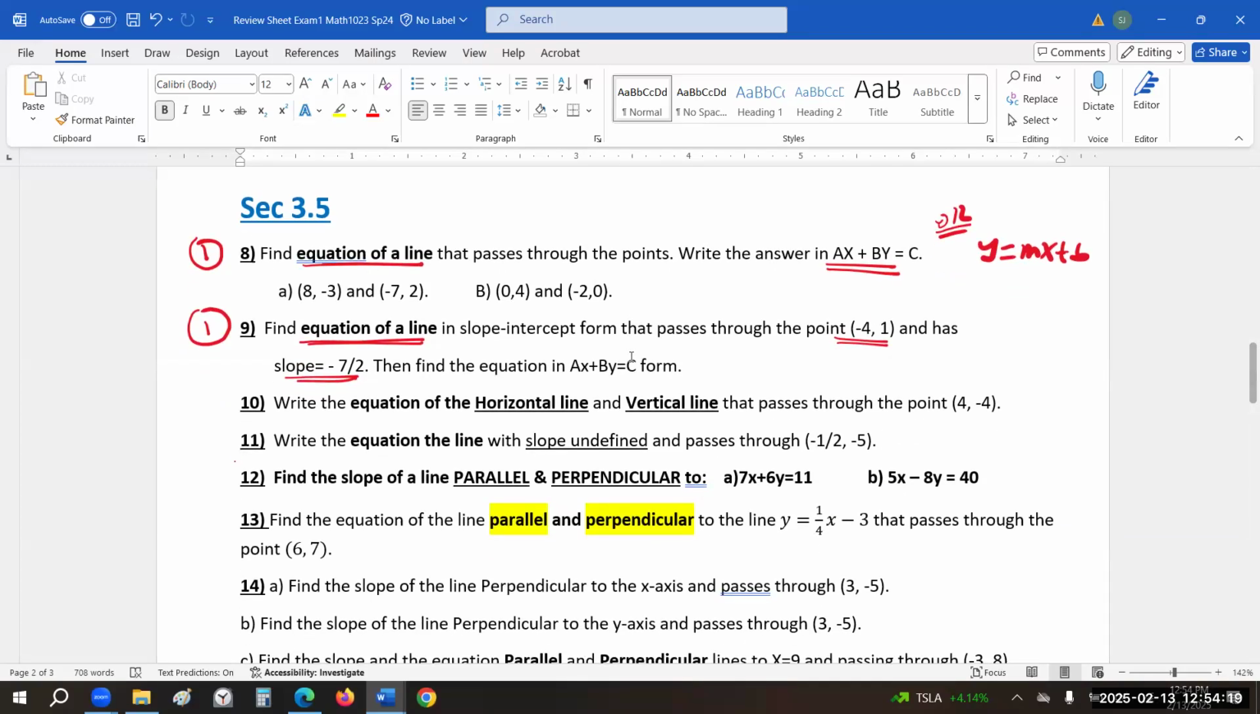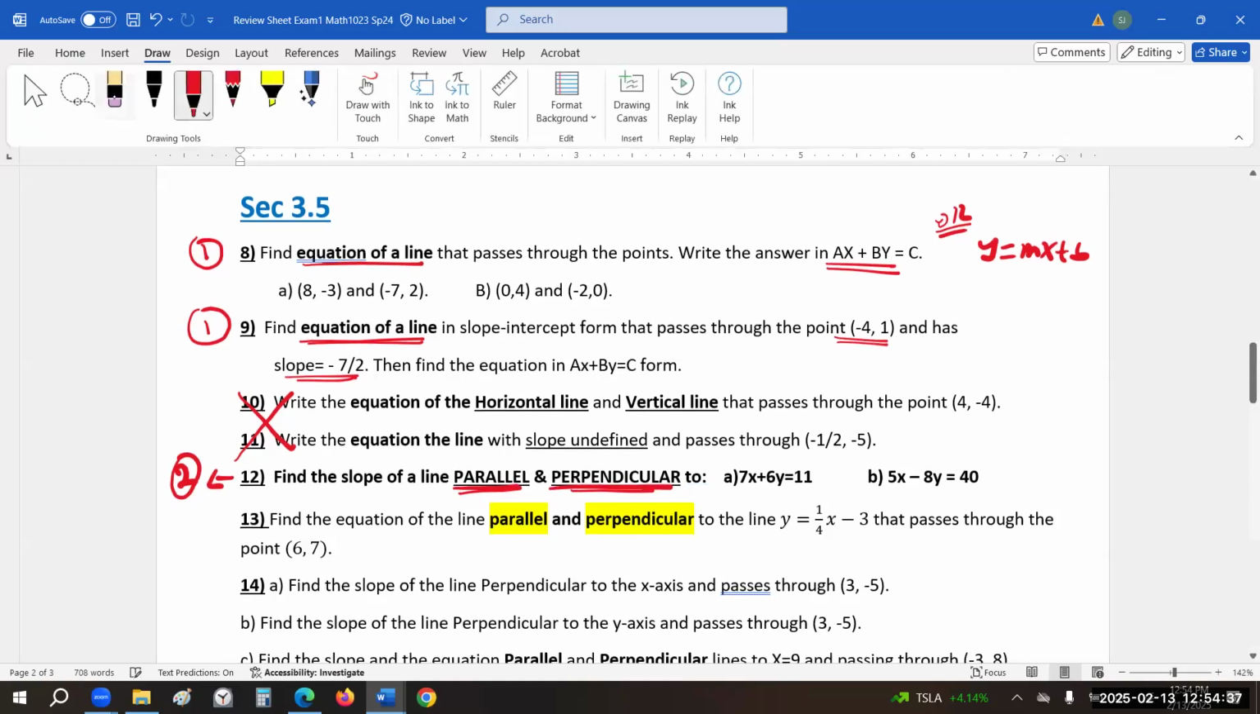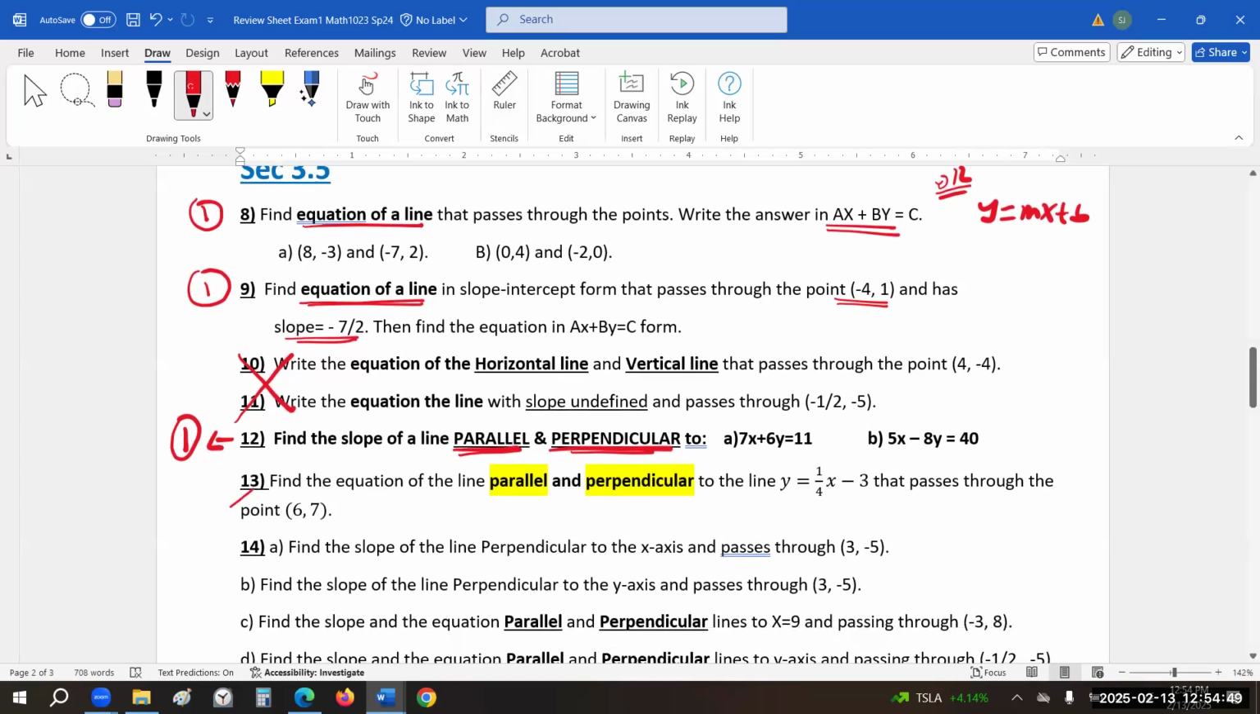And then I'm going to skip 10 and 11. One question, sorry, 2. One question, but 2 parts. Where you're going to find the equation of the line, parallel line and perpendicular line? So let me actually write it. It's one question, but 2 parts. Find the equation of the parallel and perpendicular line. I'm going to skip.